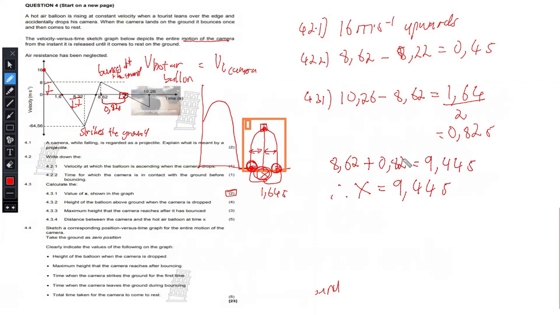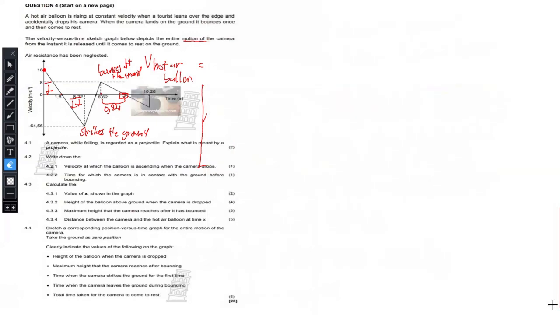Okay, pretty nice one. Then we move to 4.3.2. It says height of the balloon above the ground when the camera is dropped, right? When the camera is dropped. Now, obviously, we don't know the height at which the hot air balloon is at the moment when the camera is dropped, and the only information that we know about the hot air balloon is its acceleration of 0 meters per second squared and its initial velocity of 16 meters per second.